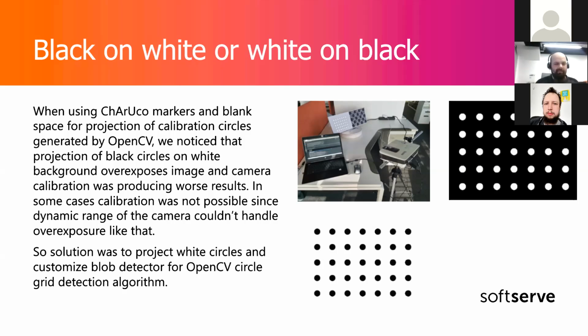So one of the solutions was to take a photo for calibration of the camera without the projector, and then project our calibration pattern and take another photo, but it's not quite good. And then we decided to actually invert our calibration pattern and use a custom blob detector for the OpenCV circle grid detection algorithm and force it to detect white circles on the black background.